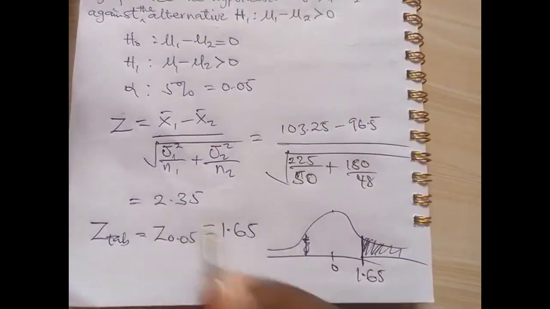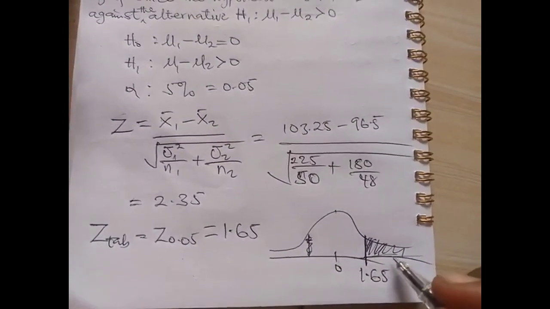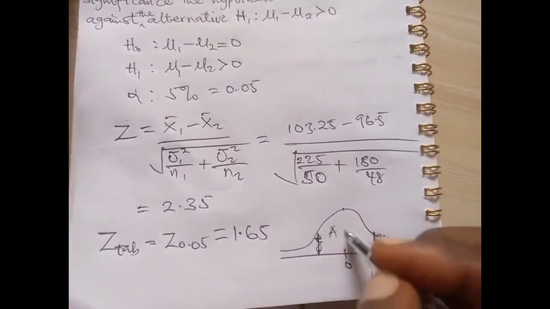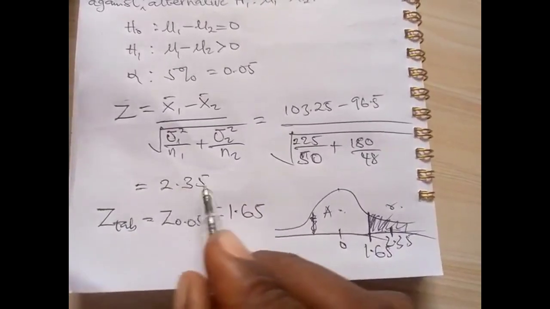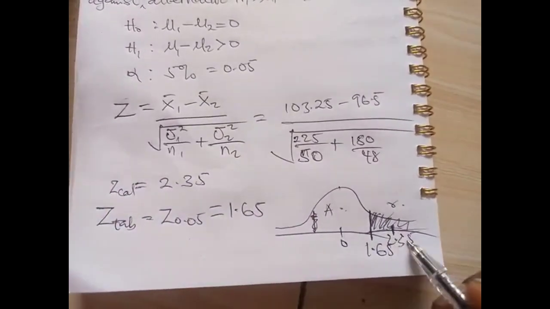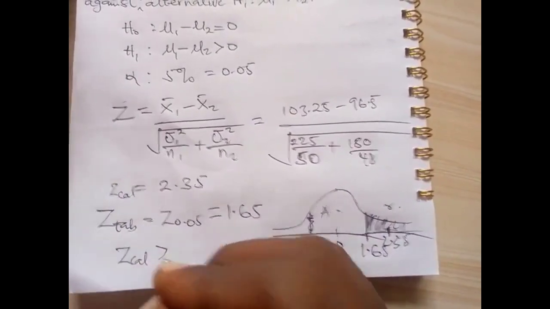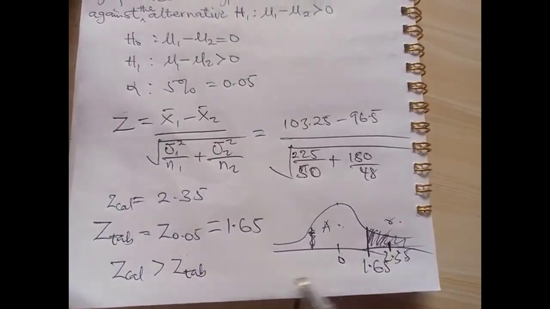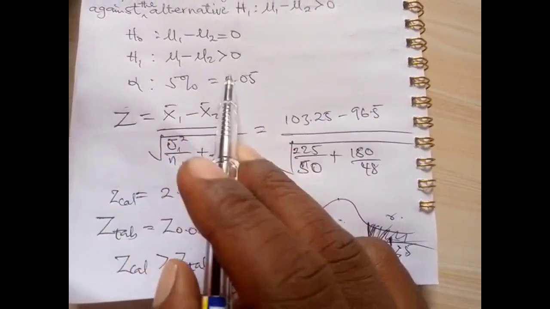So we have 2.35. If we plot it here, it's going to exceed 1.65. So 2.35 may be around here. Here is the acceptance region, here is the rejection region. Since this z calculated, 2.35, entered the rejection region, z calculated is greater than z tabulated, we therefore reject H0 and accept H1 and conclude that mu1 minus mu2 is greater than 0.